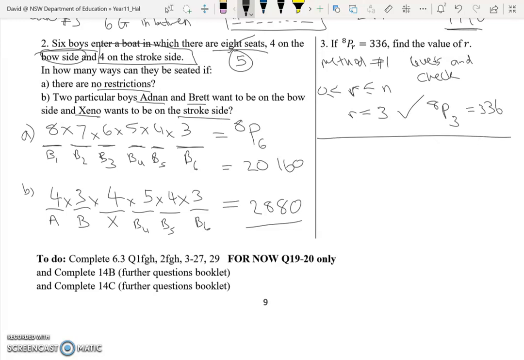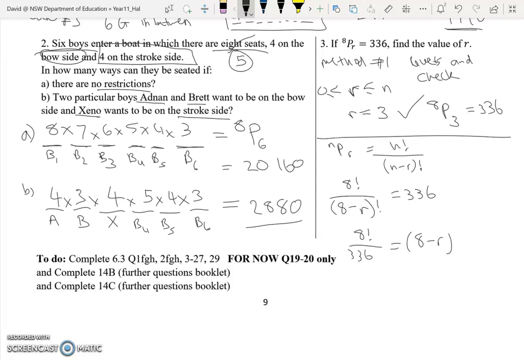But let's imagine you want to do it algebraically using the definition of NPR. So NPR is n factorial over n minus r factorial. By the way, that formula is on the reference sheet. However, I recommend just to memorize it. It's an easy enough formula to memorize. So substituting in, we replace n by 8: 8 factorial over 8 minus r factorial is equal to 336. Rearranging, 8 factorial over 336 is equal to 8 minus r factorial.